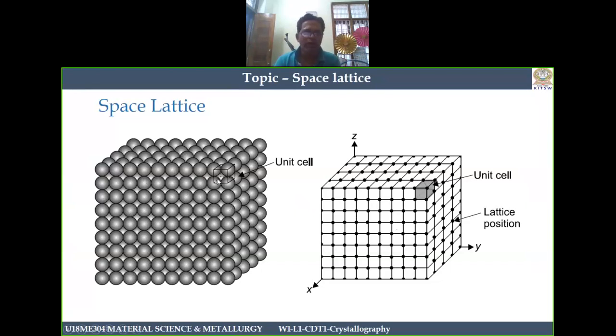Now if I join all the centers of the atoms here, you can see it will become a cubical unit cell. The shape of the unit cell is a cube here. If I repeat this pattern, you can see this pattern is getting repeated in three directions. So this is called the space lattice or crystal lattice. This is a three-dimensional structure, and the right side figure is the skeleton structure.